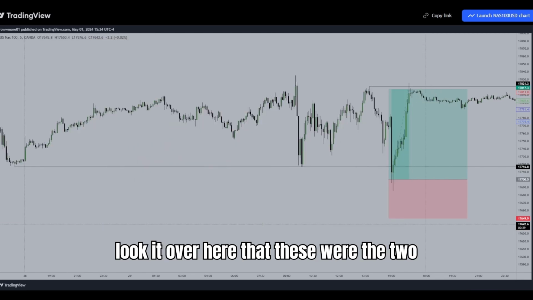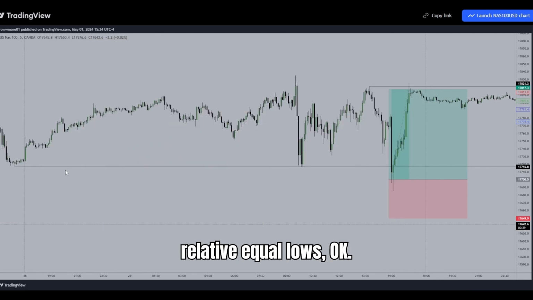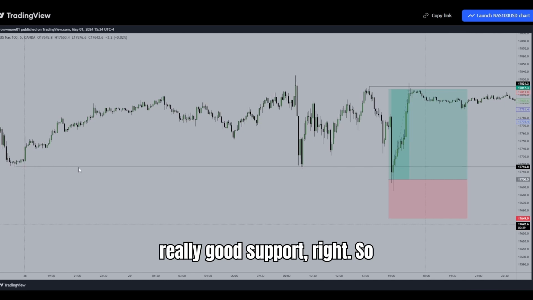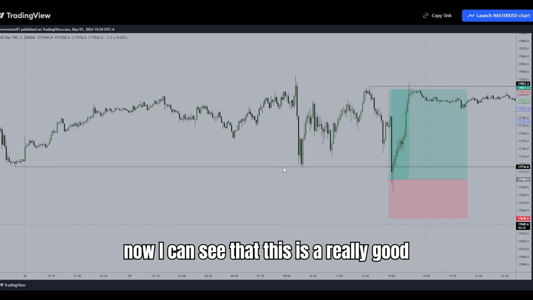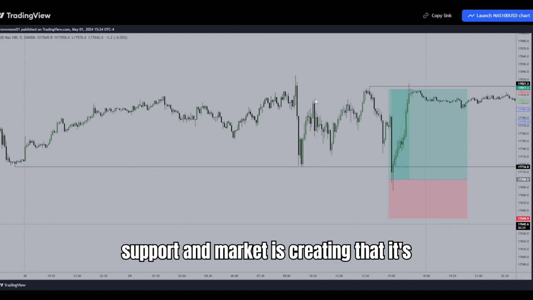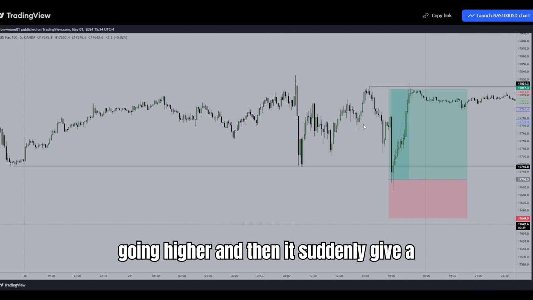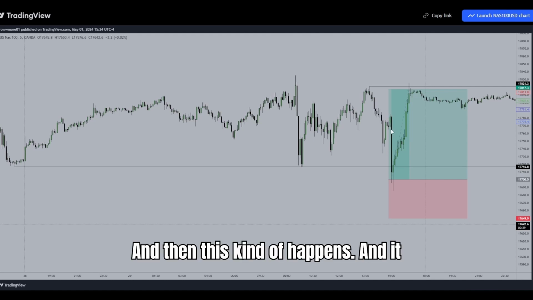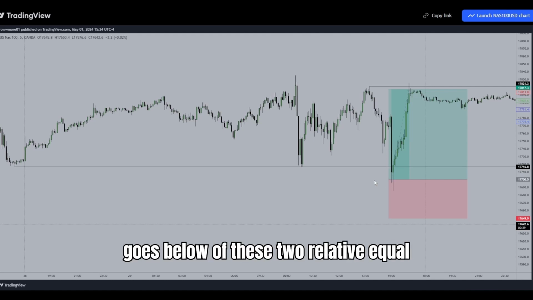So now look over here, these were the two relative equal lows. And this candle over here was a really good support, right? So now I can see that this is a really good support, and the market is going higher, and then it suddenly gave a market structure shift. And then this candle happens and it goes below these two relative equal lows.